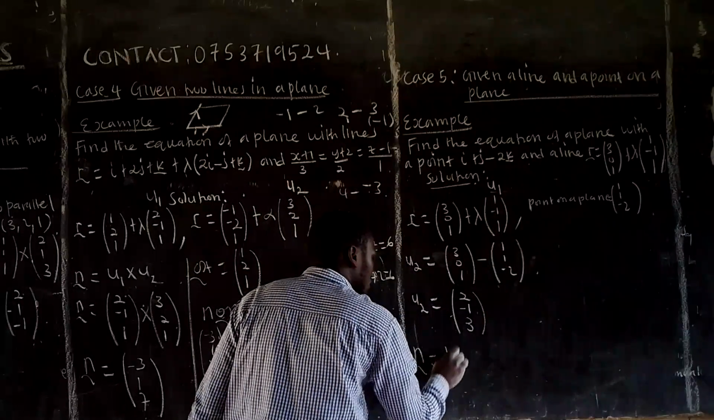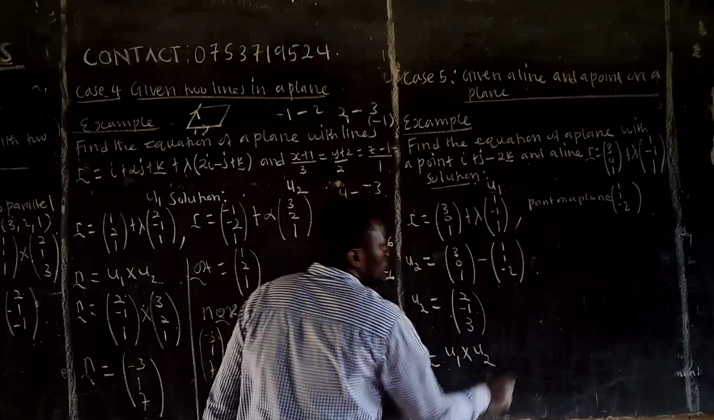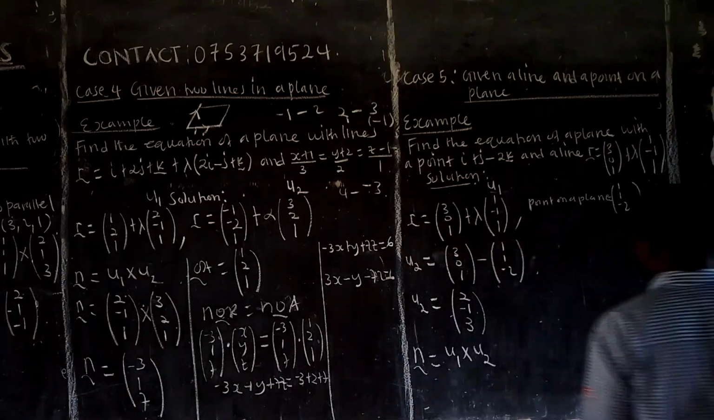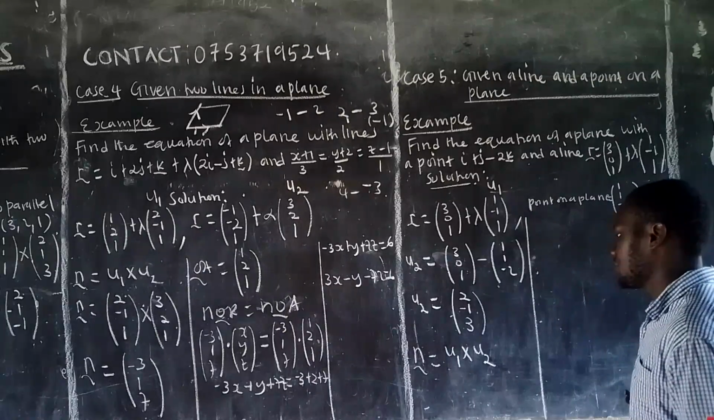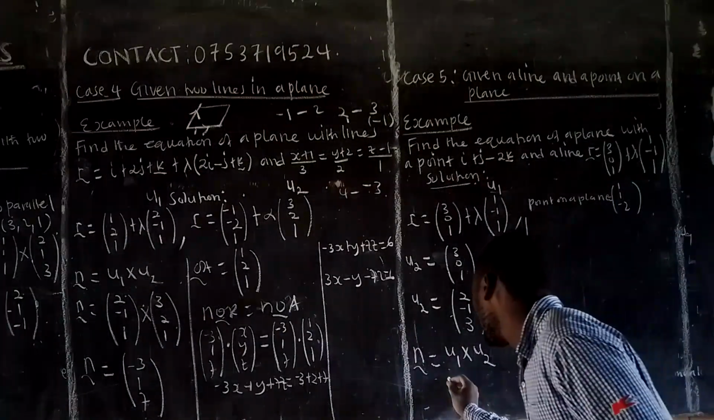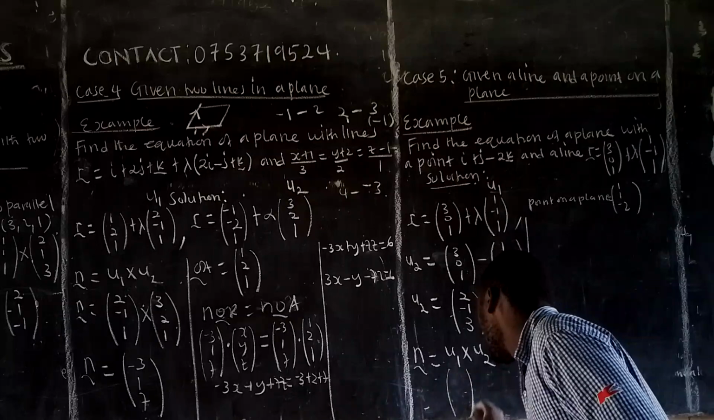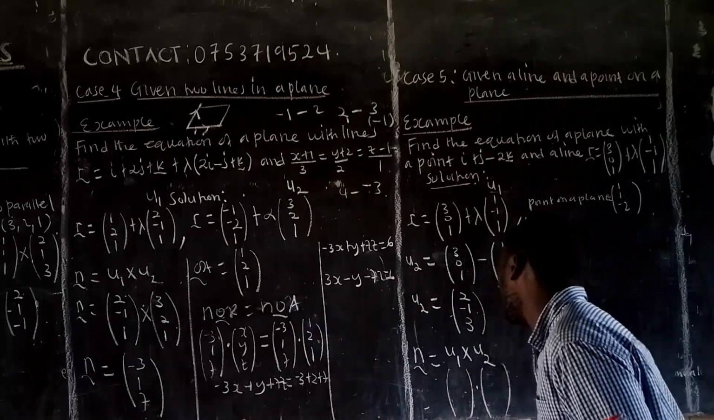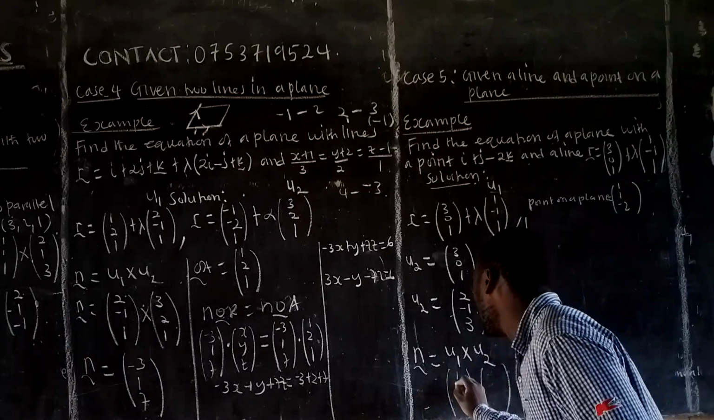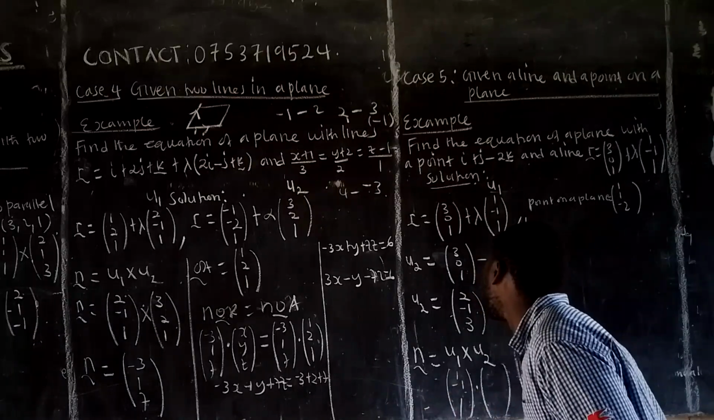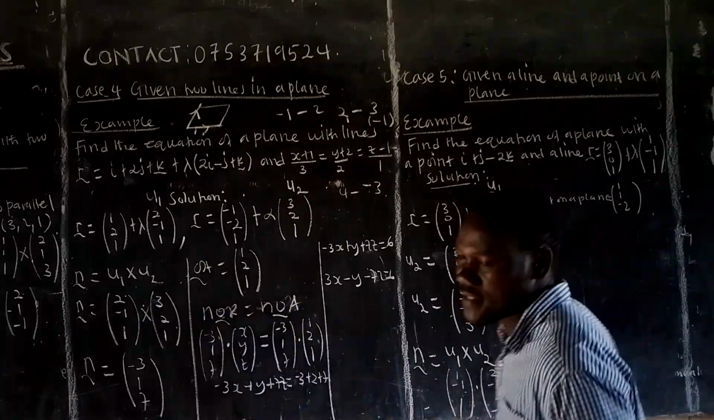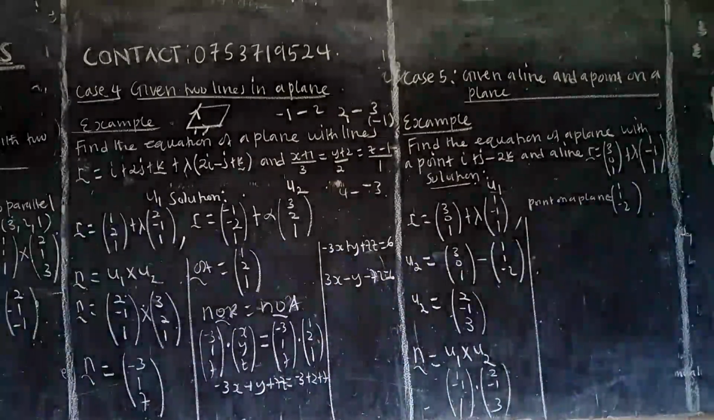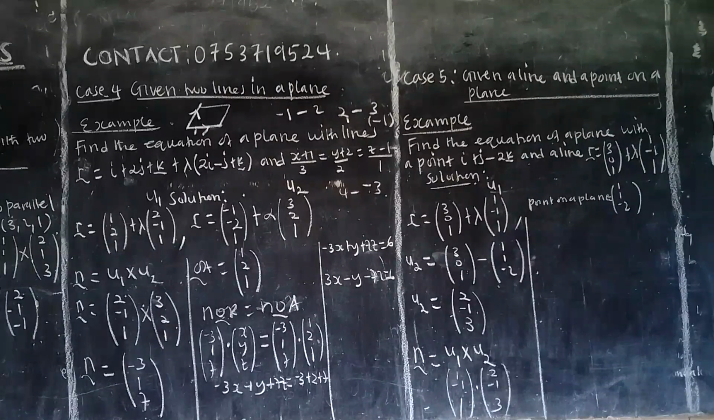Now to get a normal vector, you cross u1 cross u2. u1 is (1, -1, 1) and u2 is (2, -1, 3). So let's go about the crossing. Let me see if this can be seen clearly.